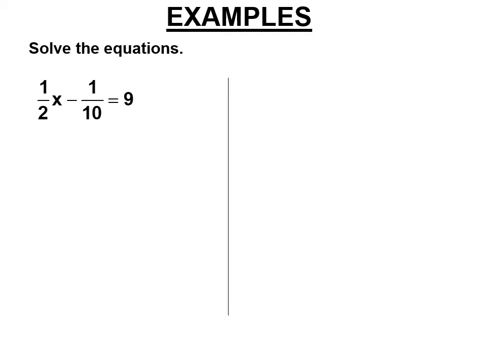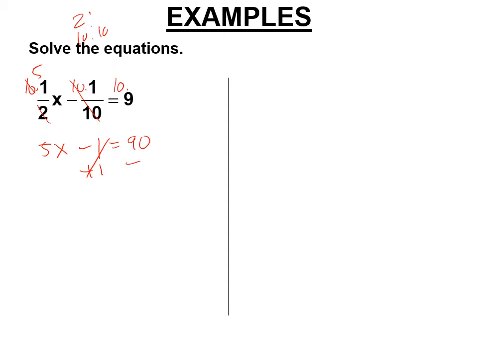Okay, so let's clear the fraction. Now, if it's just 1/2 there, you wouldn't bother with this. We're going to multiply both sides by 10. 10 is the least common multiple of 2 and 10. And remember, you can get weird answers here. 2 goes into 10, 5. 5 times 1x is 5x. Minus 1, the 10's just canceled. 10 times 9 is 90.